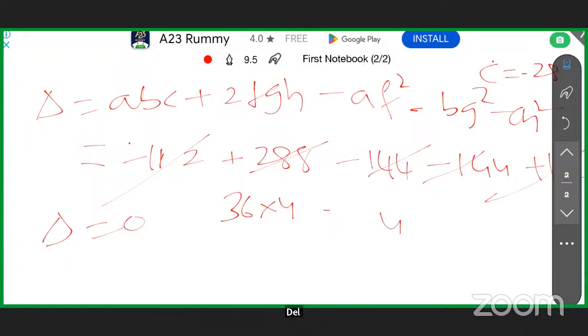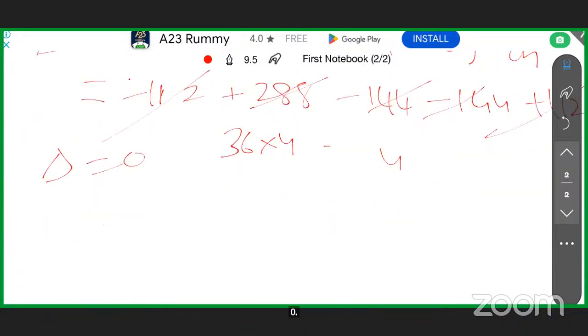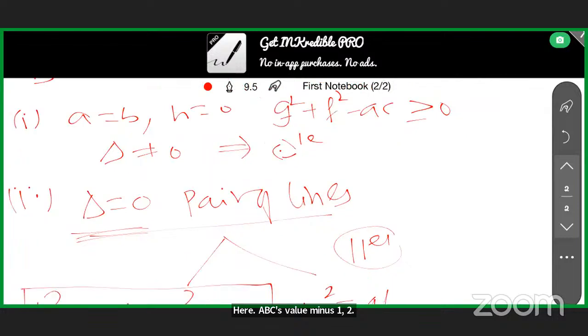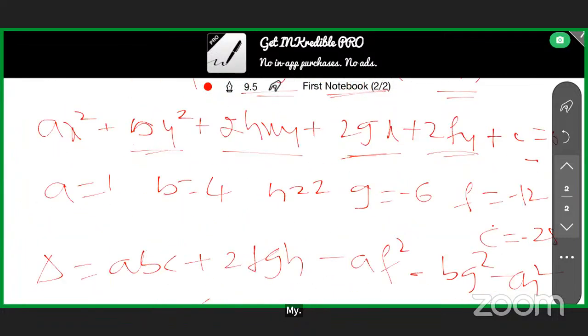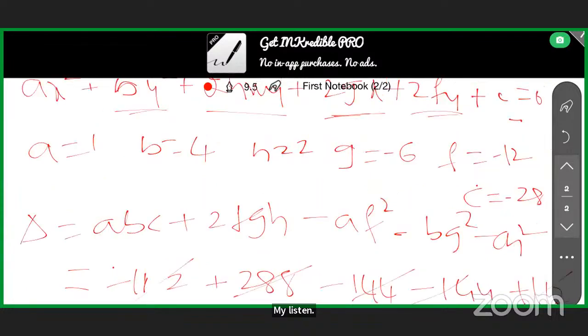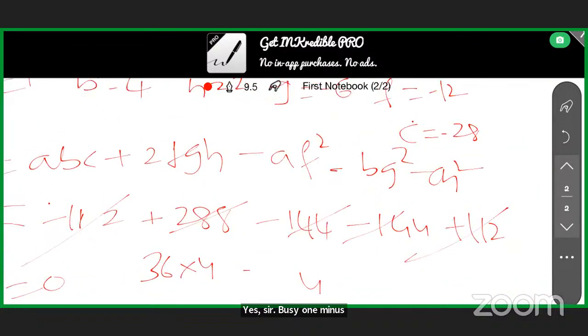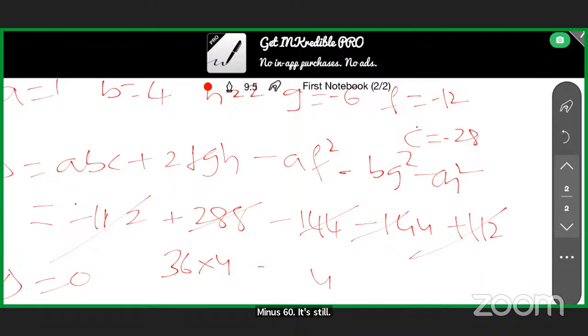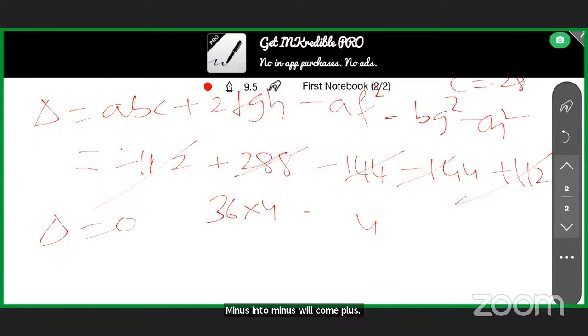So the possible condition is it can become only a straight line. So we'll go for the first test condition. Here, ABC's value is minus 112. How come minus 112? It becomes minus of ABC, and minus into minus becomes plus. ABC is minus 112.